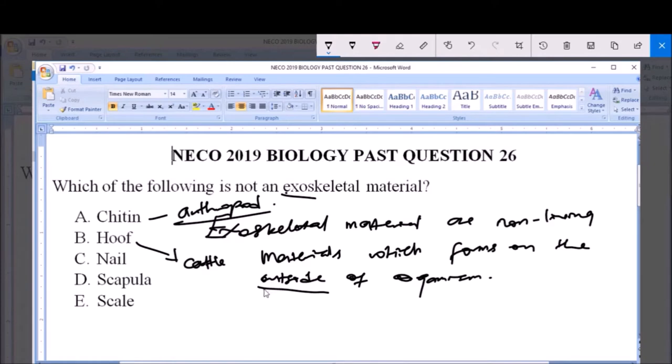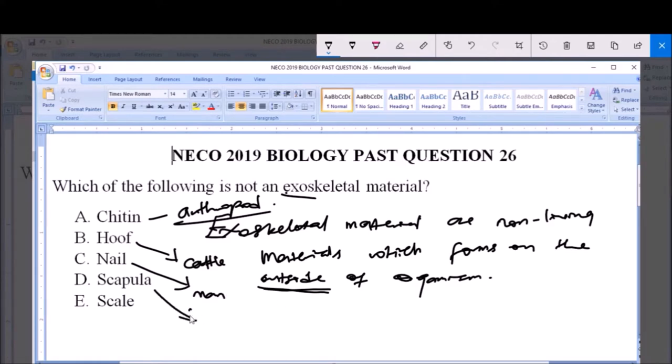So they are found on the outside of the organism, but it actually helps to protect this organism, because that is a function of the skeleton. The skeletal system helps to protect. Then C says nail. You find this nail in man also, on the outside of man. It's also what helps to protect man.